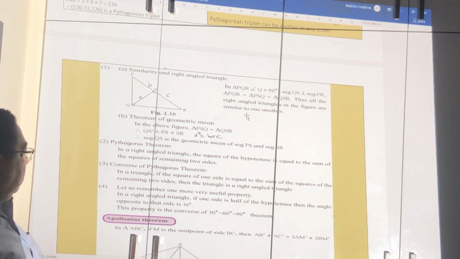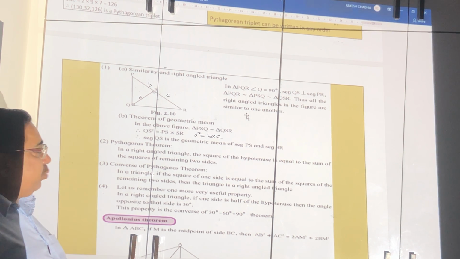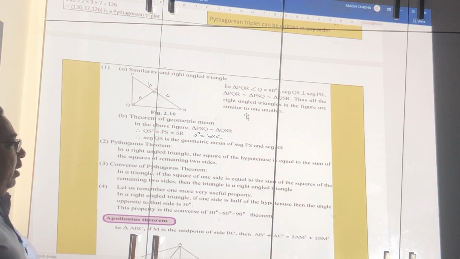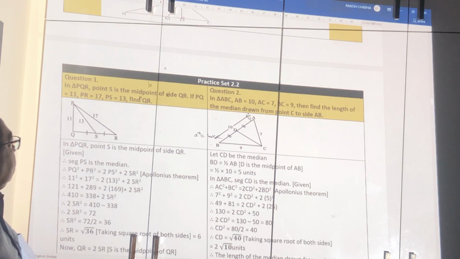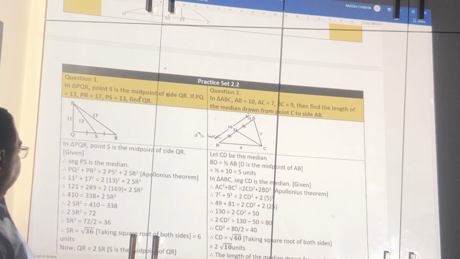Converse is also true. And Apollonius theorem we will see, that AB square plus AC square is 2AM square plus 2BM square. This we will see. So let us see exercise 2.